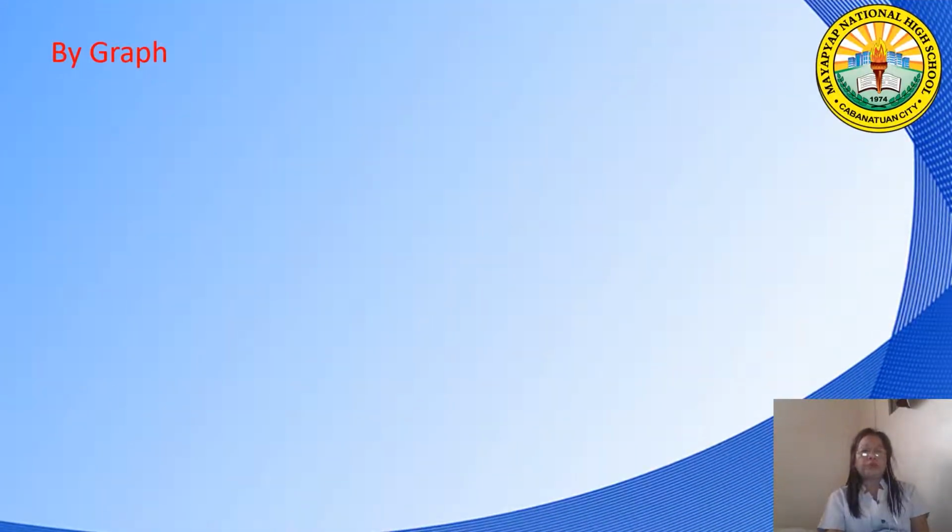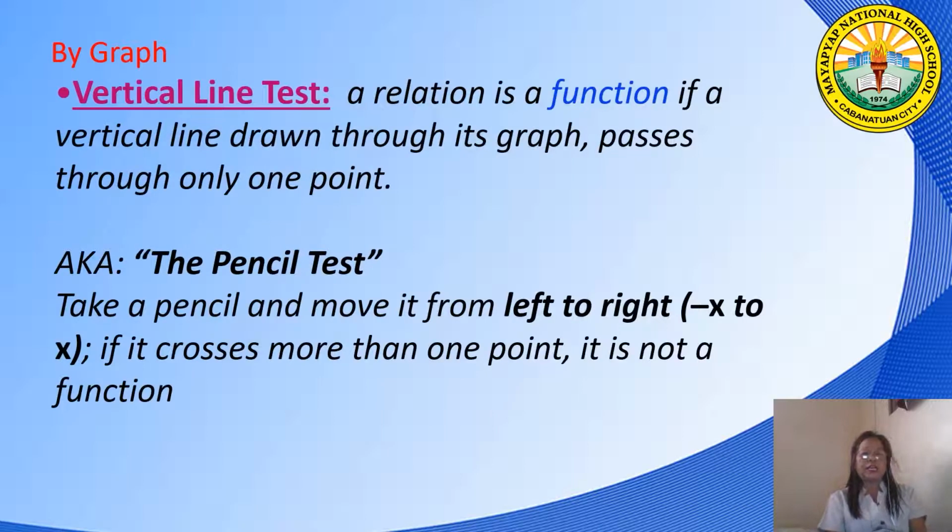Another way of expressing function is by graph. There is an instrument or device used to determine if the given relation is a function, and this is the vertical line test. A relation is a function if a vertical line drawn through its graph passes through only one point. It is also known as the pencil test. You take a pencil and move it from left to right, or from negative x to positive x of the Cartesian plane. If it crosses more than one point, it is not a function.